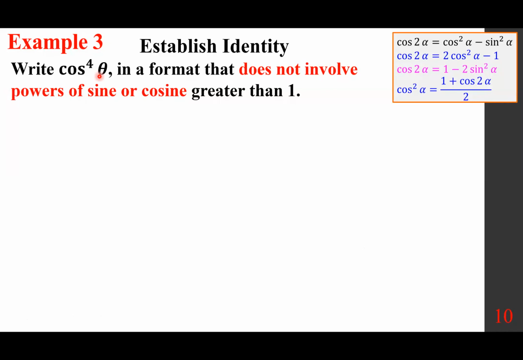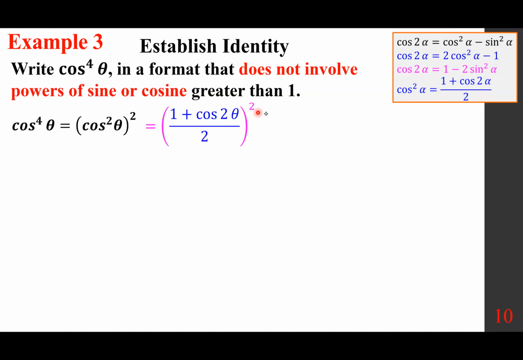Write cosine to the power of 4 theta in a format that does not involve powers of sine or cosine. Here's the process. Cosine to the power of 4 is cosine squared, squared. And we want to go with cosine. So cosine squared of alpha is 1 plus cosine 2 alpha divided by 2. So we're going to replace this with 1 plus cosine 2 theta over 2. Theta or alpha or beta or x makes no difference. It's just a dummy variable.